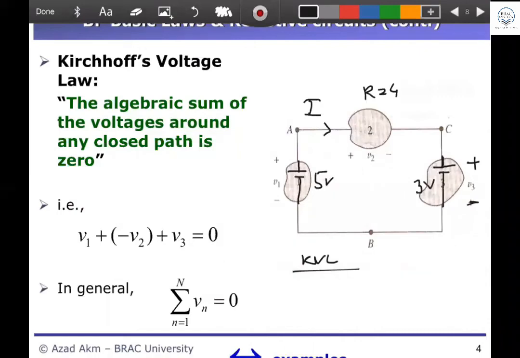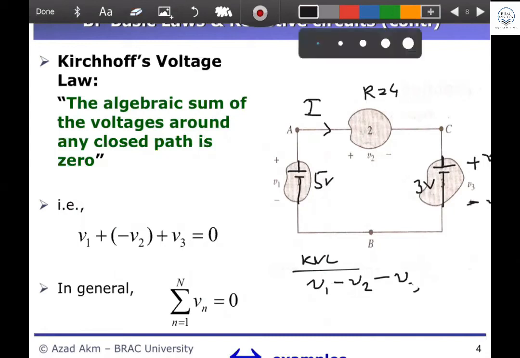V1 minus V2 plus. This one, is the sign in the equation minus or plus? Minus, because this is plus and this is minus. The plus sign and minus sign tell whether it is a voltage drop or voltage rise. V3? Voltage drop. Excellent. V3 is now a voltage drop, because I have changed the polarity. Polarity change means now it is a voltage drop, not a voltage rise.